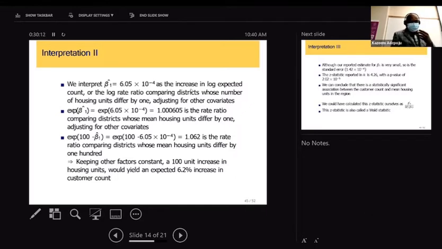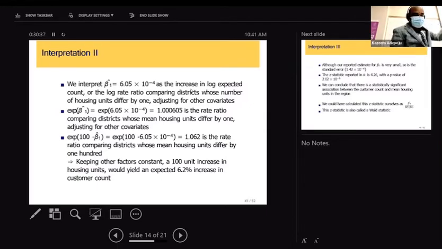Okay, so this is the increase in the log expected count, or the log rate ratio, comparing districts whose number of housing units differ by 1. For every unit increase in housing, if housing increases by 1 unit, what do you expect? There will be an increase, but on a log scale. That's why we call that.